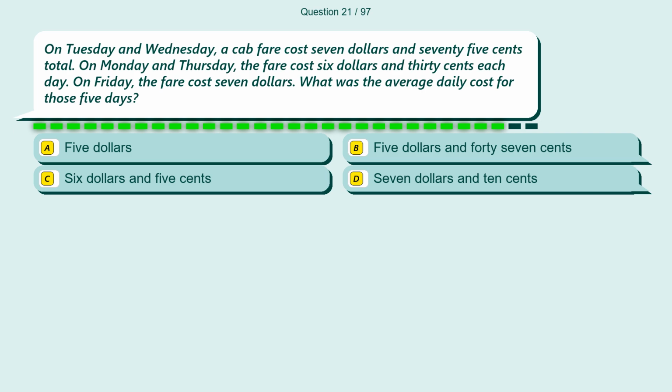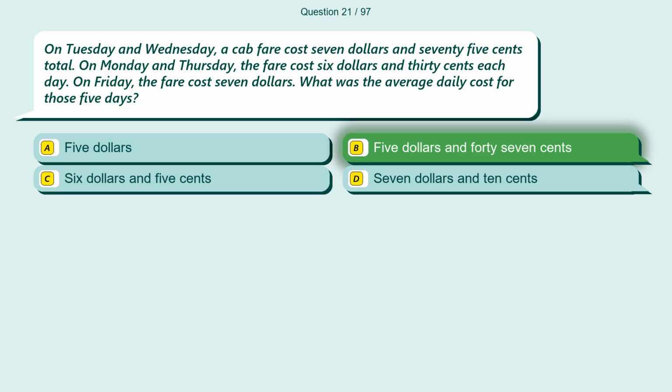Question 21. On Tuesday and Wednesday, a cab fare cost $7.75 total. On Monday and Thursday, the fare cost $6.30 each day. On Friday, the fare cost $7. What was the average daily cost for those 5 days? Option A, $5. Option B, $5.47. Option C, $6.05. Option D, $7.10.